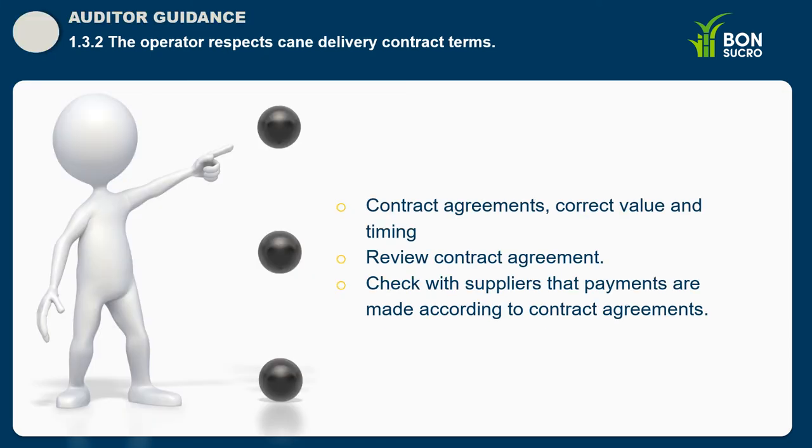From the auditing point of view, the auditor will review the contract agreements to be sure that the value is correct and the timing is correct, and of course, he can contact one of these farmers to check with them if the payments are correct, the timing is correct, the agreement is correct, and if they understand those agreements.